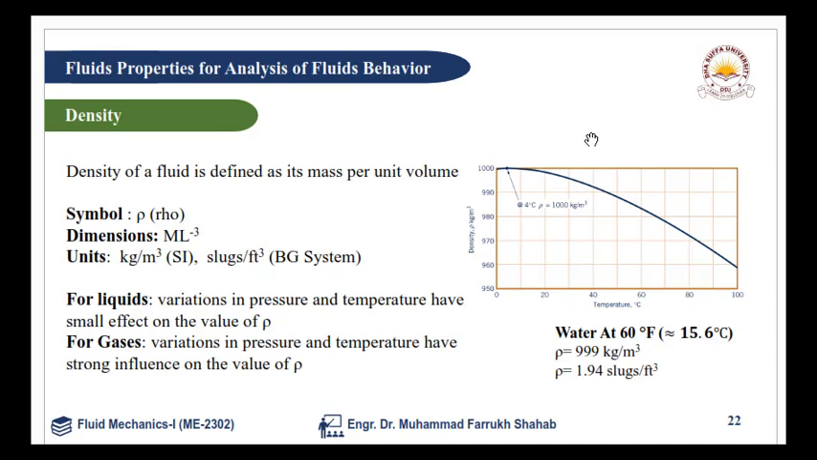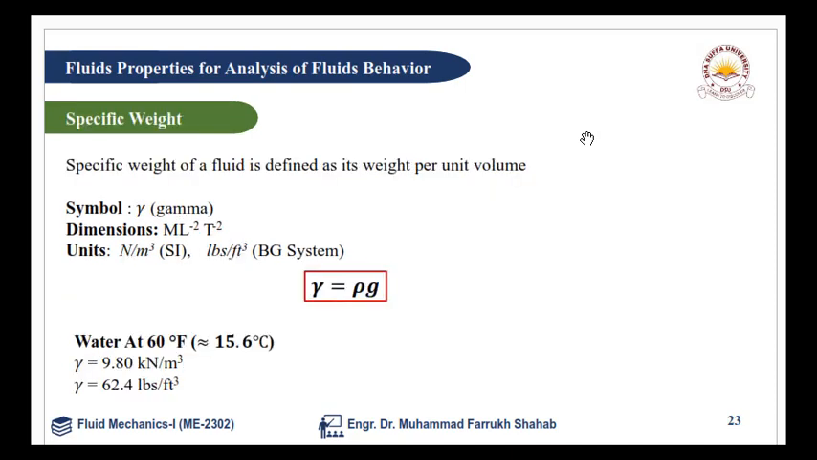Moving further, हमारे पास next property जो है वो specific weight है. This is another property which you have covered in your previous classes, for example thermodynamics. Specific weight is basically the weight per unit volume. It means how the weight is being distributed across the whole body.